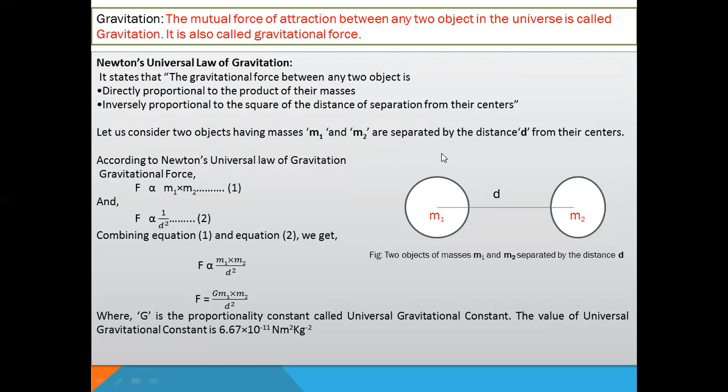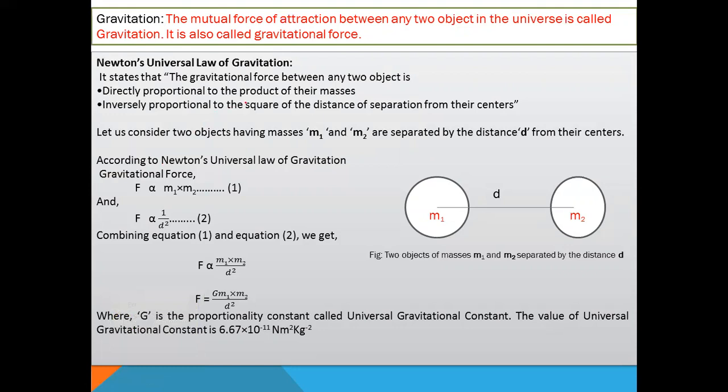Gravitation is the mutual force of attraction between any two objects. In this universe, every object attracts each other by a force. That force is called gravitation or gravitational force. Now, let us learn Newton's universal law of gravitation.